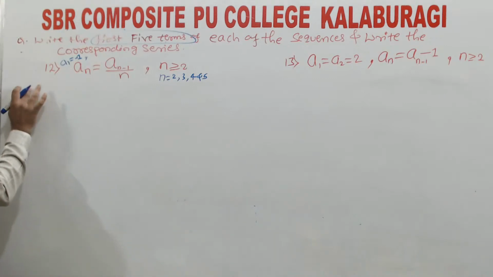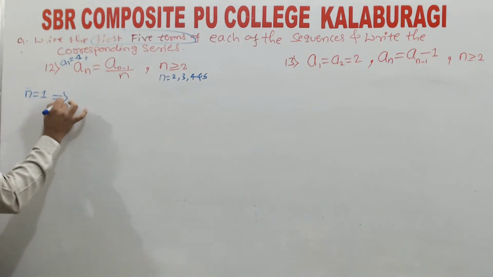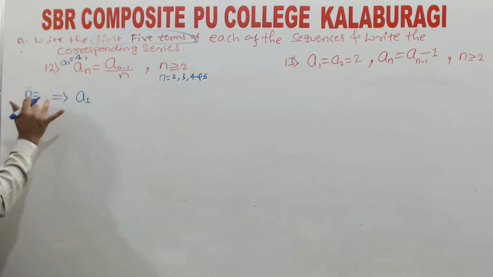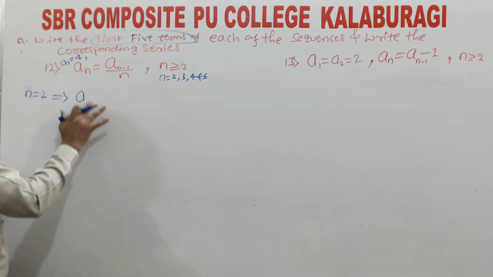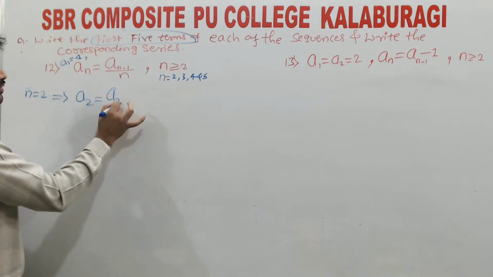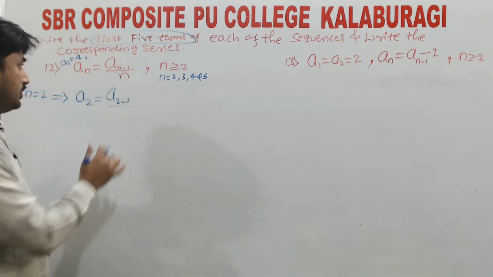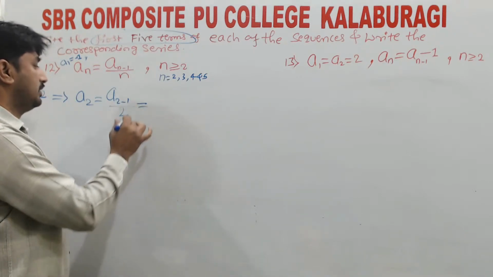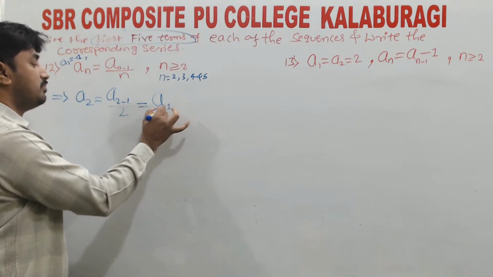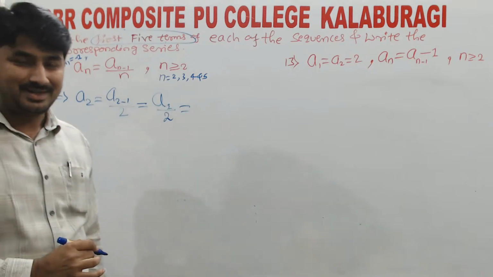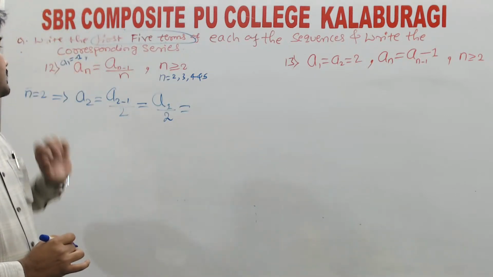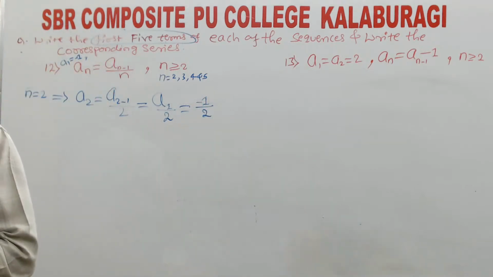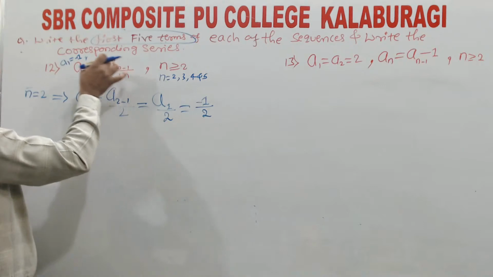So I am taking first n equal to 1, which implies a1, the first term, is already given. So I am taking directly n equal to 2. The second term a2 = a_{2-1}/2, in place of n you take 2. a_{2-1} is the first term divided by 2. Already given that a1 is equal to -1. It means the second term value is -1/2.